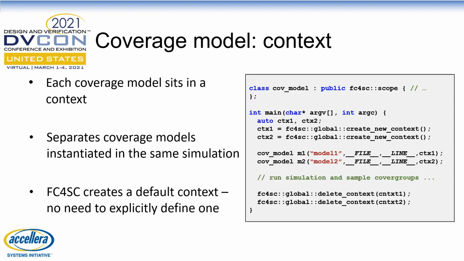But as an example, on the right side we can see the same coverage model defined on the previous slide, which is being instantiated multiple times but in different contexts. And the contexts are created using the create new context function and deleted before the end of simulation by calling the delete context function.